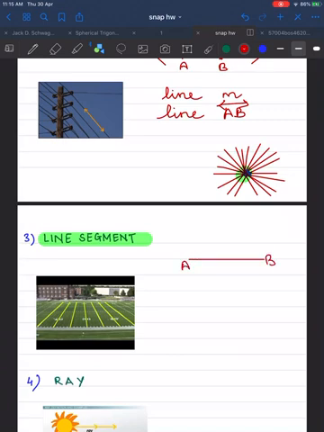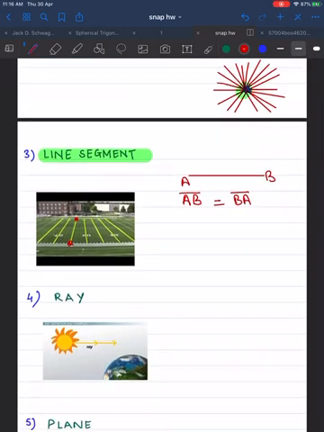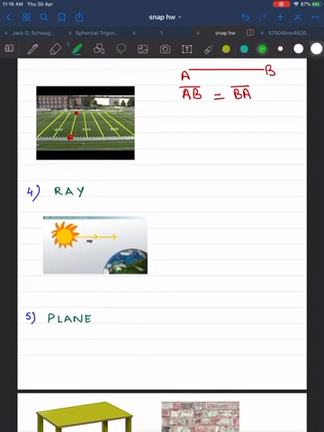Line segment. A line segment is a part of a line with two endpoints. Here you can see two endpoints A and B. So it has definite length. It is denoted by AB or BA. It is the shortest distance between 2 points. Now here in the picture, you can see two endpoints. So it is an example of a line segment.